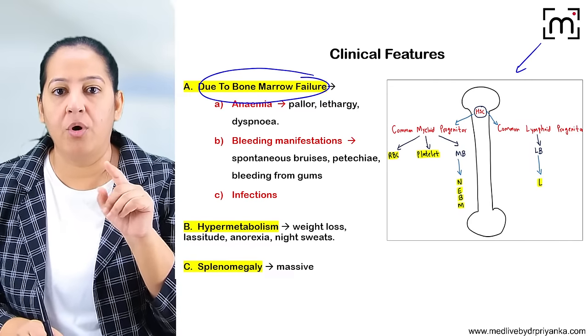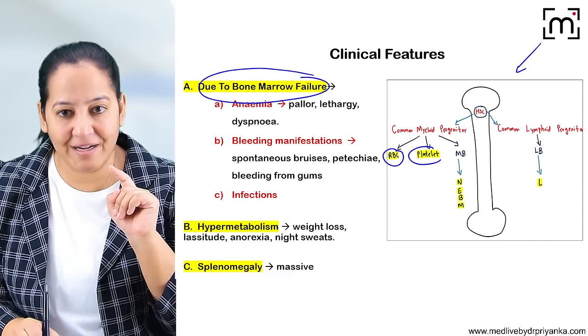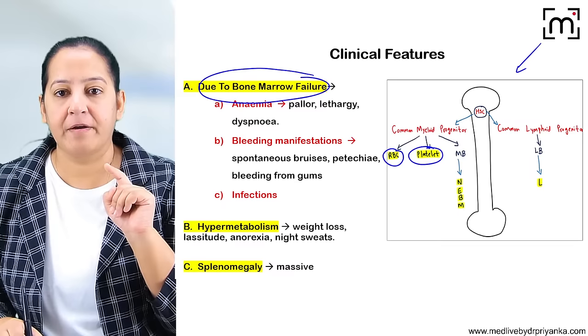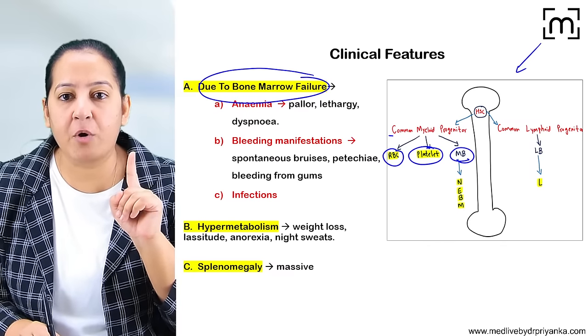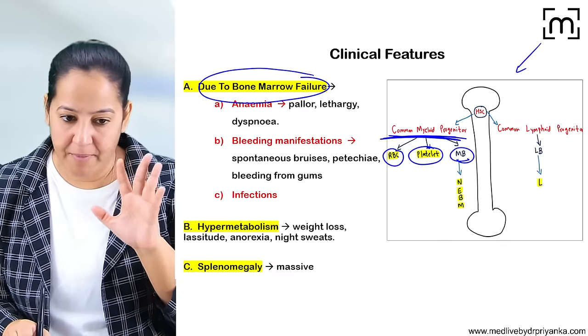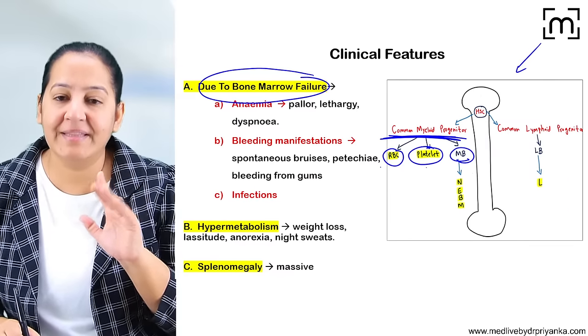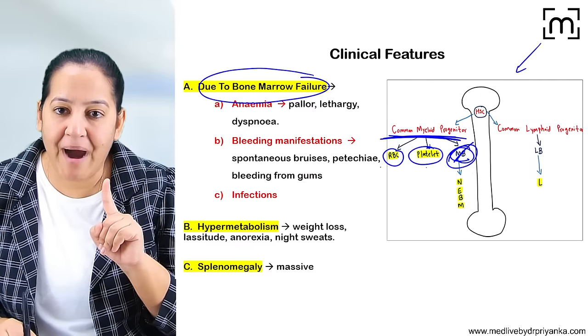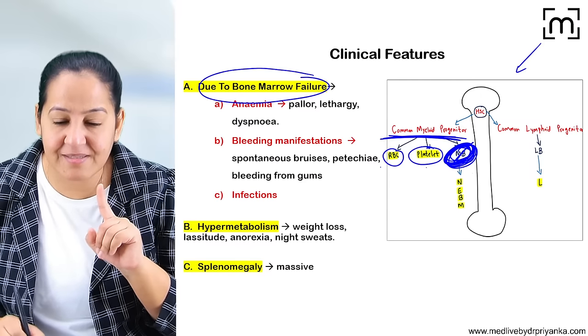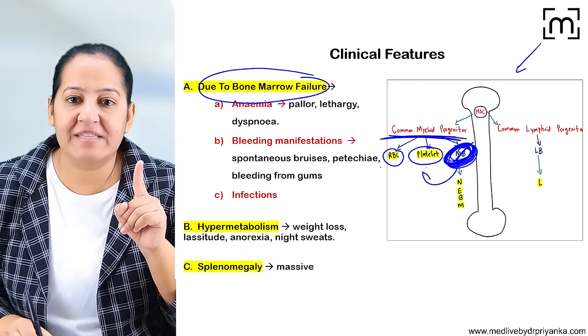In the bone marrow, RBCs are formed, platelets are formed, and myeloblast is also formed from the common myeloid progenitor. Common myeloid progenitor, RBC, WBC, platelet, they all are forming. Now I am saying there is a mutation in the myeloblast. So myeloblast and their precursors are doing uncontrolled mitosis. So they replace everything else.